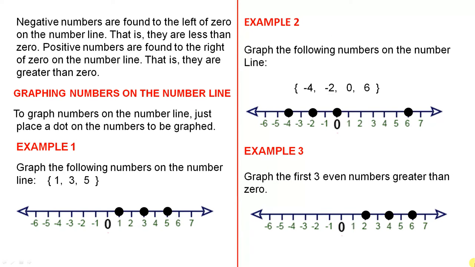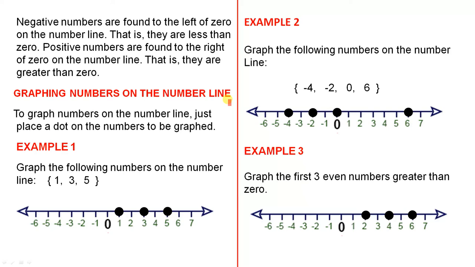Negative numbers are found to the left of 0 on the number line. That is, they are less than 0. Positive numbers are found to the right of 0 on the number line. That is, they are greater than 0.